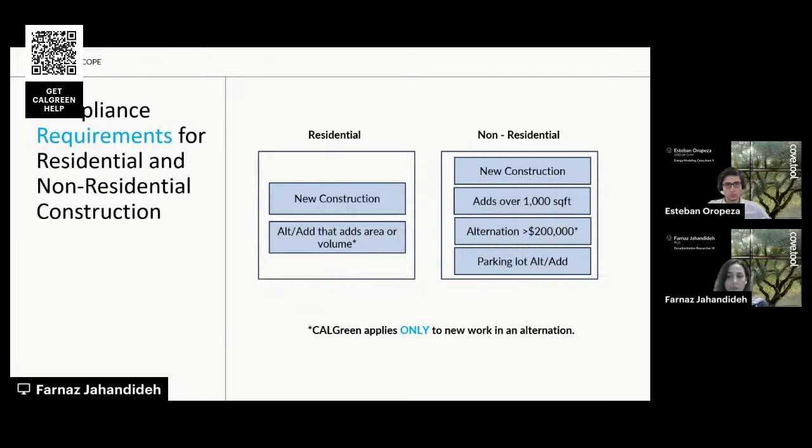Also, on the non-residential side, there's all new construction, but the addition needs to be over 1,000 square feet, or alteration over $200,000 in permit valuation. So, if you are doing a small non-residential project, it is not going to trigger CalGreen. Also, parking lot alterations and additions are part of CalGreen scope.